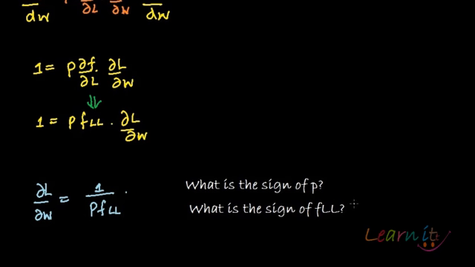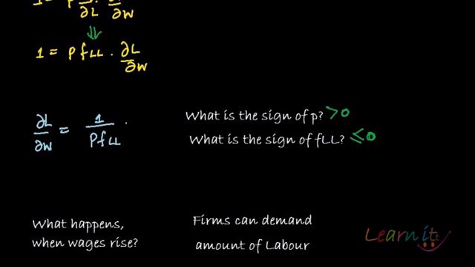You have already assumed that F_LL is less than or equal to 0. It is diminishing marginal productivity of labor. And price is positive, so P is greater than 0. F_LL is less than or equal to 0. So the partial derivative of labor with respect to the wage must be non-positive. So ∂L/∂W should be less than or equal to 0.